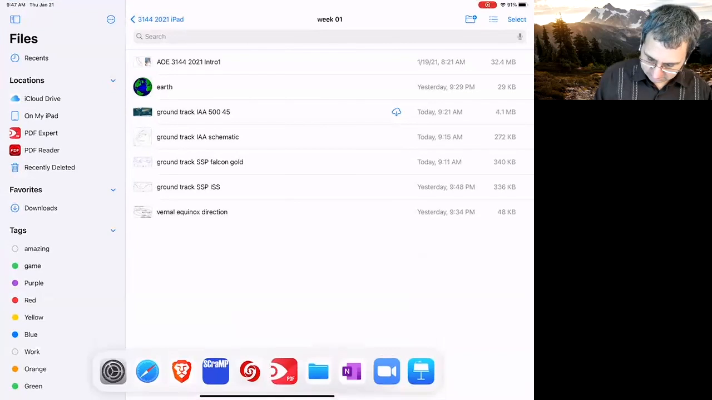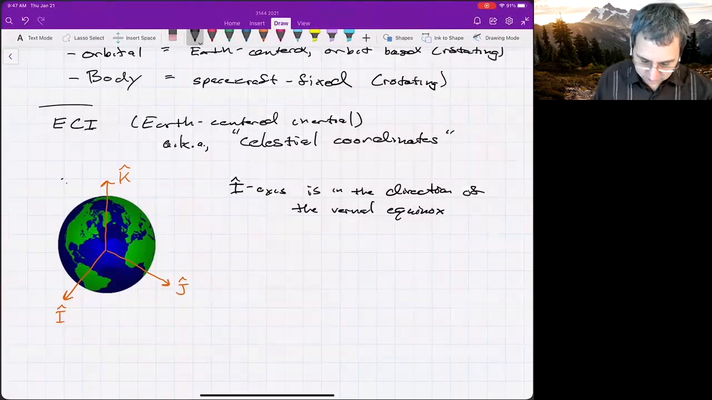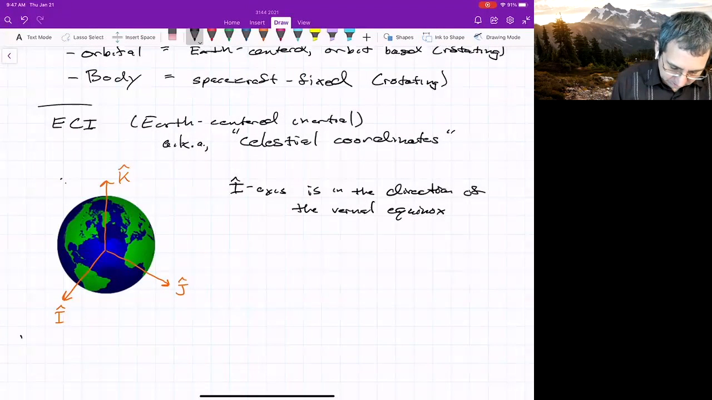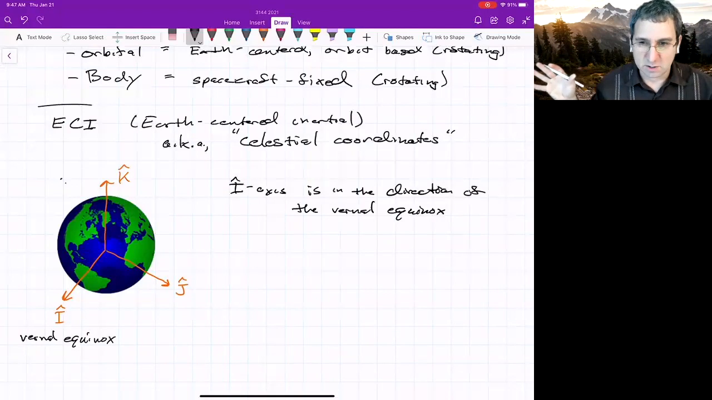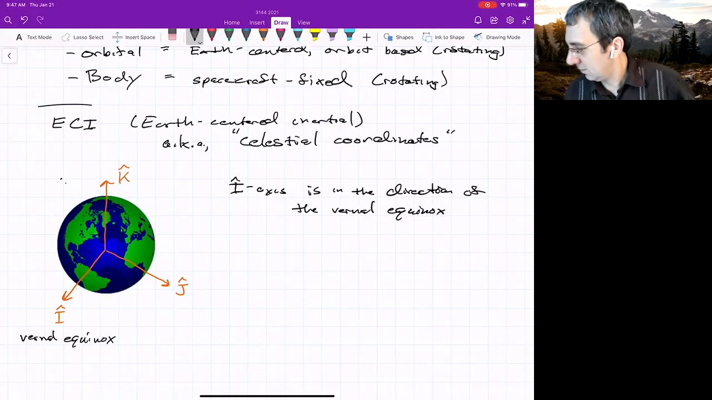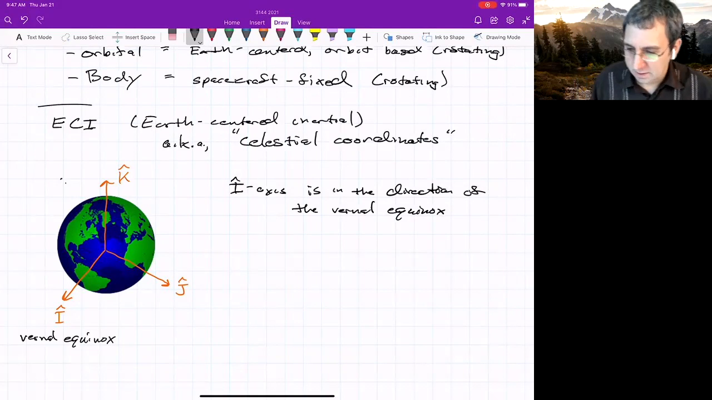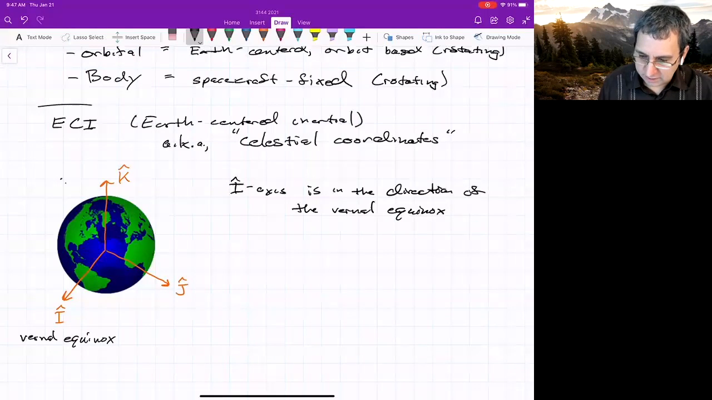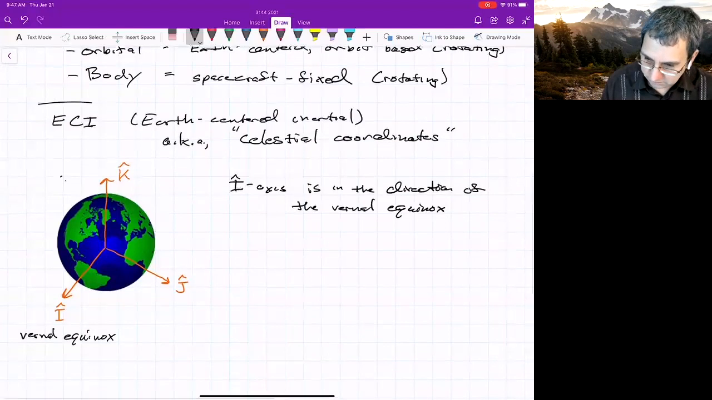And it's a good one. So this is in the vernal equinox direction, the direction of the sun on whatever that day is in March. I forget what it is this year. It's usually like the 21st to the 22nd, and it's a particular time. So it's an inertially fixed direction. The k-axis is the rotation axis of the Earth. So that one is easier.